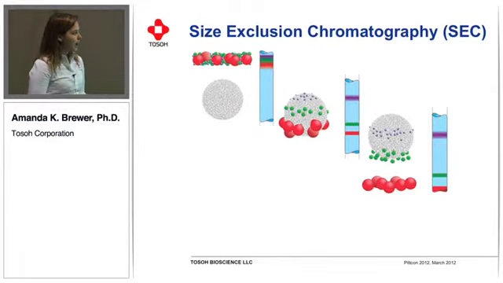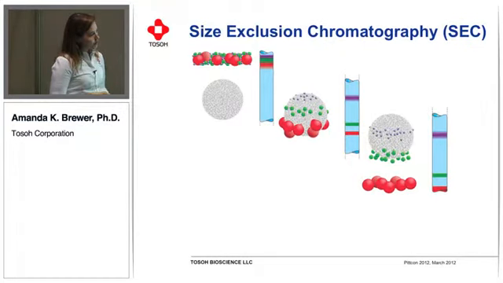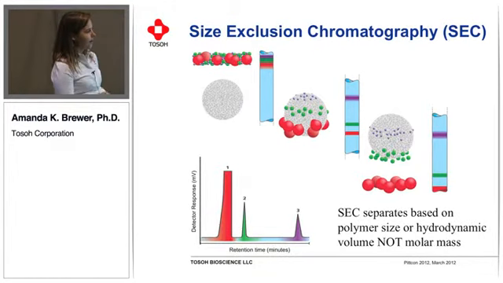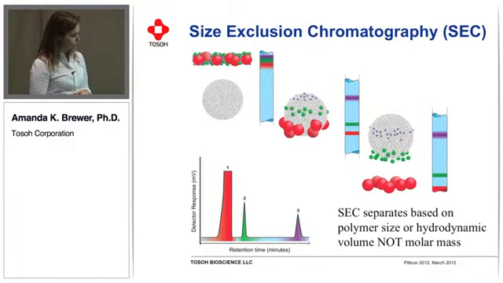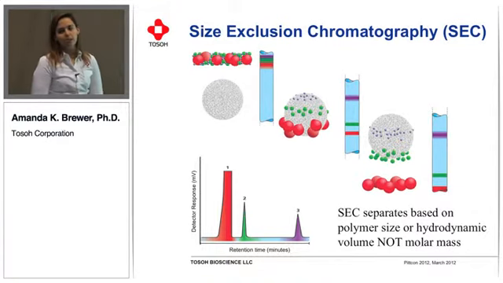Remember, the packing material has pores in it, so the larger particles are not going to be able to enter as many pores as the smallest particles, and so they will take a shorter path to exit the column, and they'll elute first. So if we look at a chromatogram that results from our size exclusion analysis, we'll have the retention time and a detector response, and our larger particles will elute first, then our medium, and then our smallest.